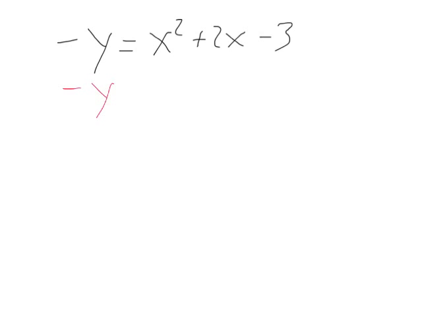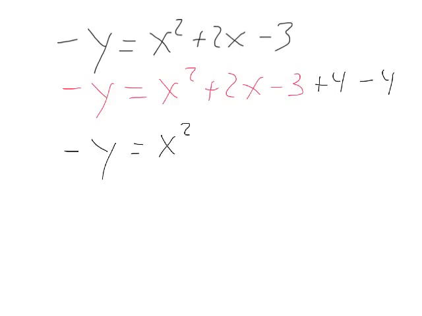We'll have negative y equals x squared plus 2x minus 3. Now the new stuff we're doing, plus 4 and minus 4. This will give me negative y equals x squared plus 2x plus 1, minus 4.